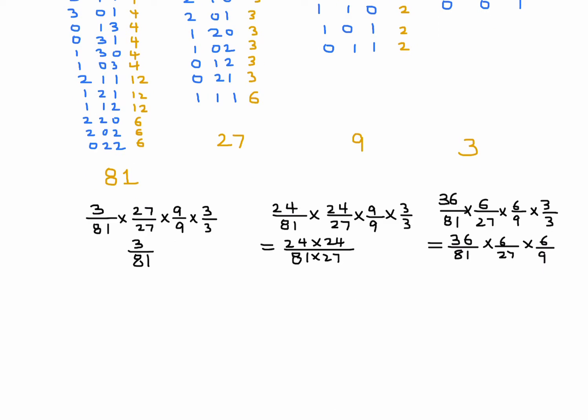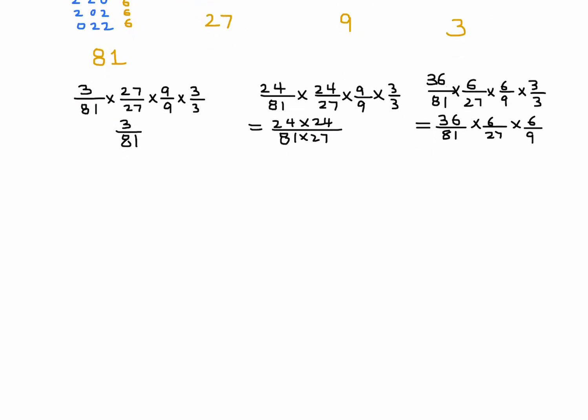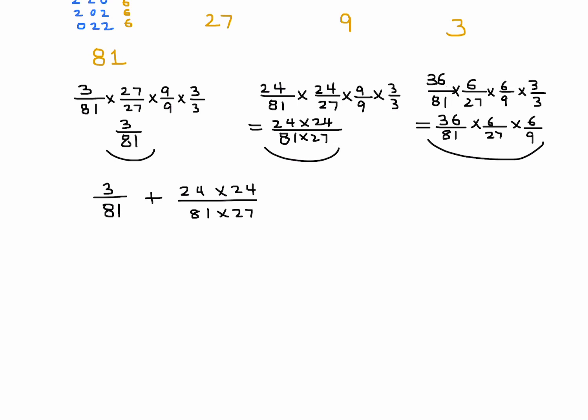All right, so now we're ready to add them. We have to add this, this, and this to get the full probability. So 3 over 81. Let's reduce it. Let me just write it out first. 24 times 24 over 81 times 27. And then 36 times 6 times 6 over 81 times 27 times 9. Okay. This is our full probability.